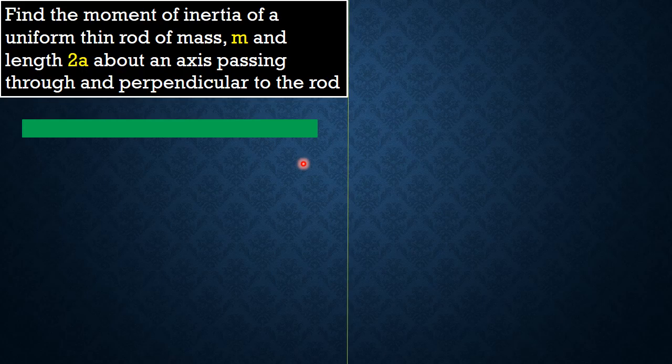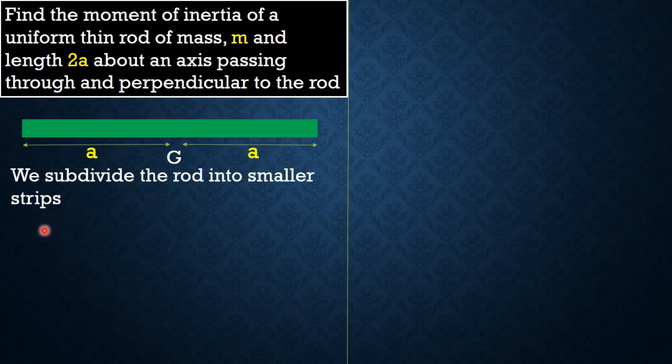So friends, let's denote G to be the center of the rod, just the approximate center. Then the distance from the center to that end, we can call it a. Then the distance from the center to this other end, we can also call a. Good. That's it. Then friends, we are going to subdivide this rod into smaller strips. That's how we start.